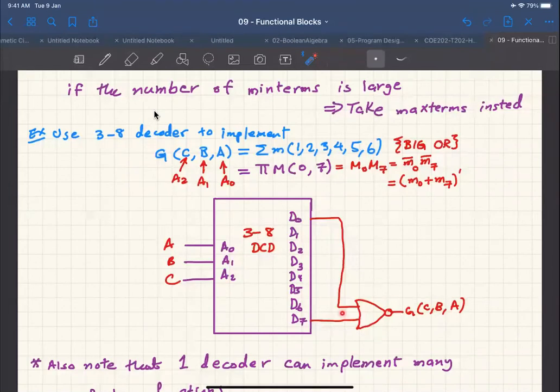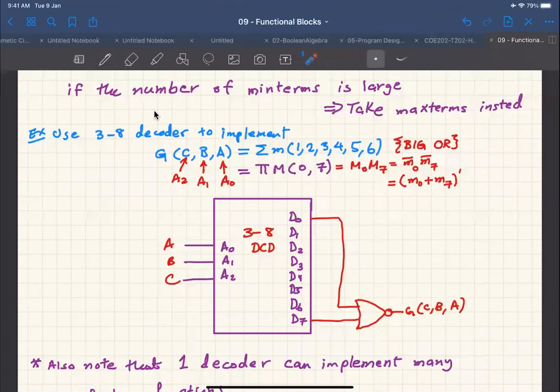Okay, so this is why you get an OR here instead of an OR. If you have a large number of minterms, then you basically take the remaining minterms and you NOR them instead of ORing. That's the whole idea. And notice here that I'm connecting A to the least significant bit and C to the most significant bit, because it is indeed C that is the most significant bit here.